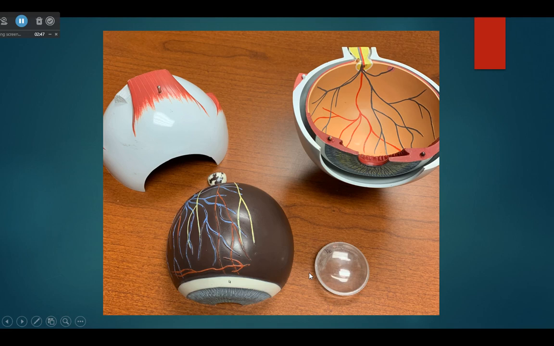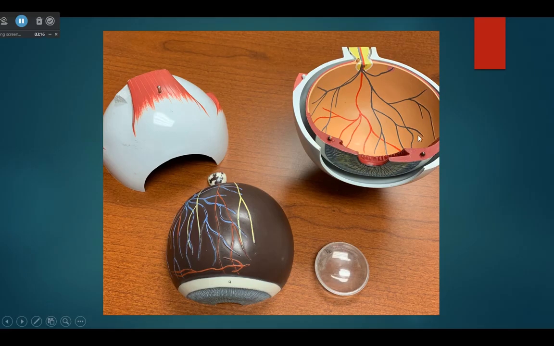So here we've taken apart the model completely. So we have the sclera, the superior rectus, the superior oblique, the lateral rectus, and the medial rectus. We have the choroid, and we can see the optic nerve right here. And we have the iris and the pupil. This is the lens. The lens would sit right here in this little dent in the model. And again, we can still see the sclera, the iris, the pupil. The choroid is over here.